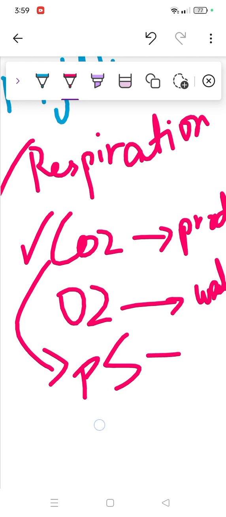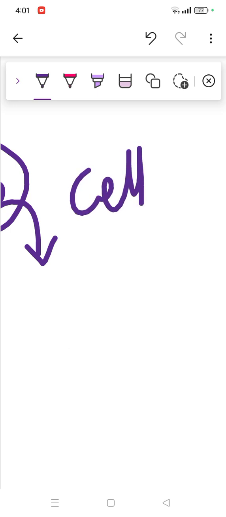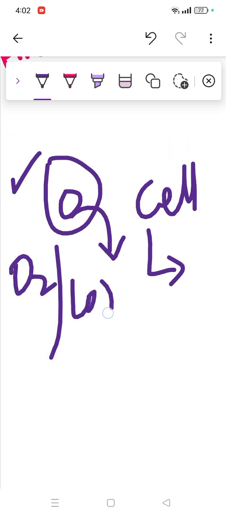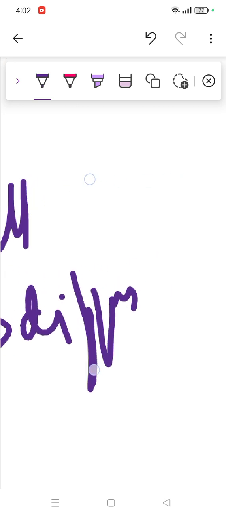Then we also see a lot of other things. Another factor: if this is a cell, then when there's exchange by the cell, like if we want to remove oxygen or carbon dioxide from the cell, it will take the process of diffusion. Through diffusion we can remove that. This is the first factor.